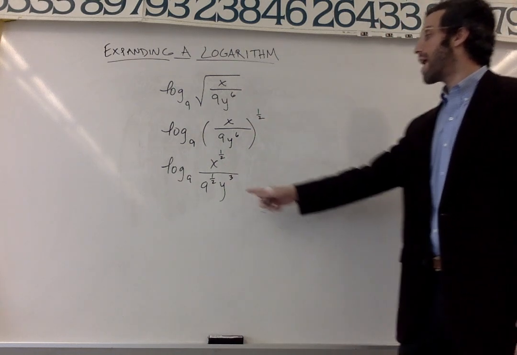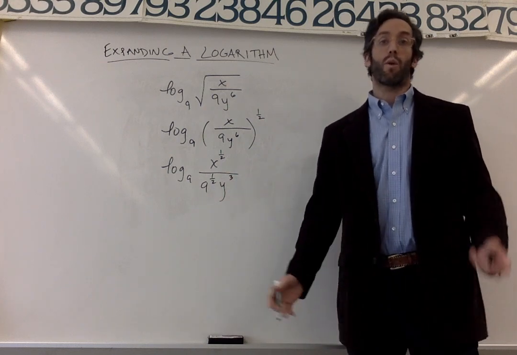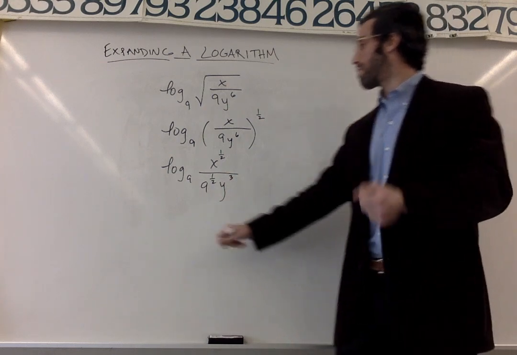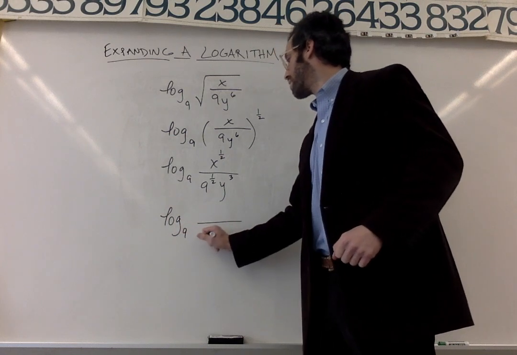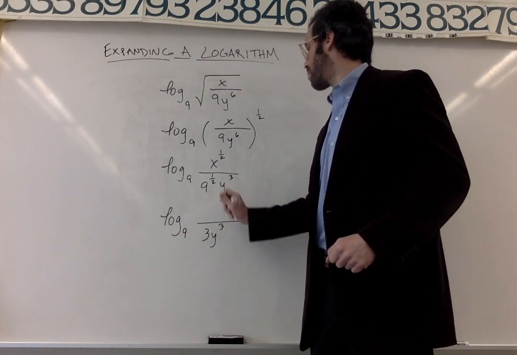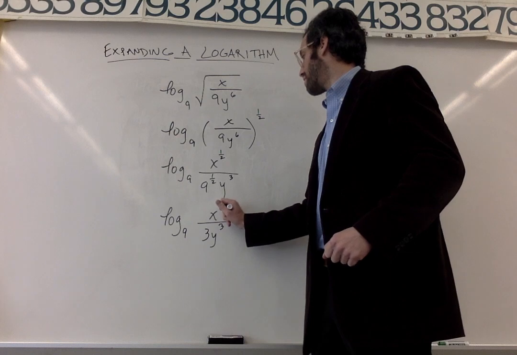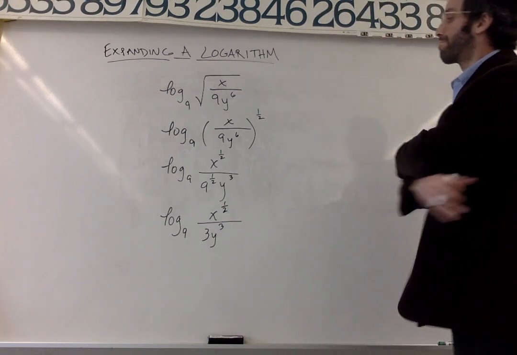All right? Now 9 to the 1/2, square root of 9, is just 3, right? So we should definitely simplify that here. Simplify all you can before you apply the log property. All right? That's a really good rule of thumb.